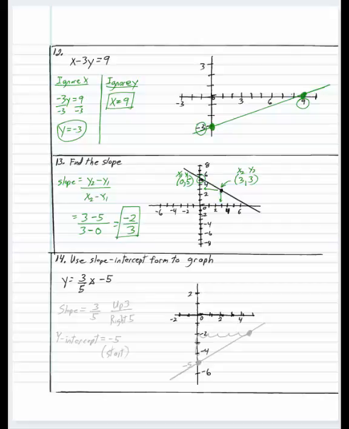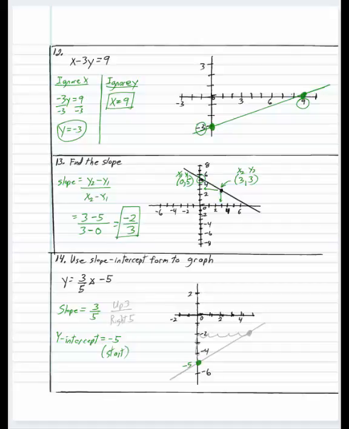Question 14, we would like to use slope-intercept to graph. So this is going to work the same exact way as number 11. The slope is 3 over 5, and the y-intercept is negative 5. So again, let's start where y is negative 5. Well, here's negative 5 here, and let's put a big dot there.